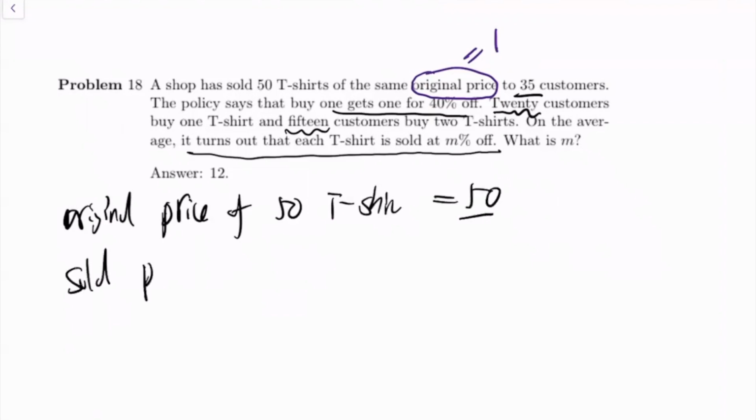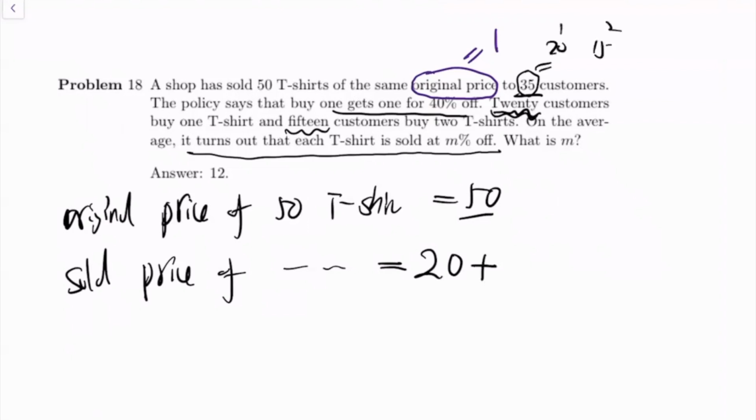And then the sold price of the 50 T-shirts will be what? Well, for 35 customers, 20 of them pay the original price, so it's 20. 20 get 1 and 15 get 2, right? 15 buy 2. So for those 15, the first one is the original price, but the second one is 40% off, so that will be 60%, right? So this is the first one, and this is the second one. All right, so this is what we have.